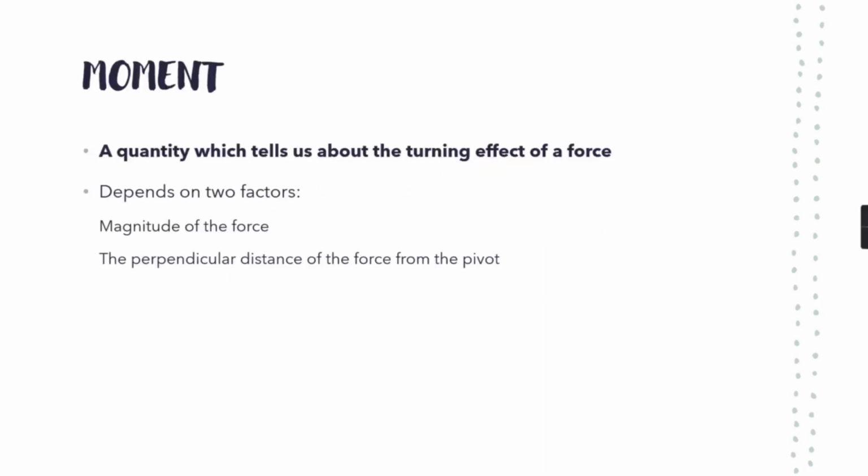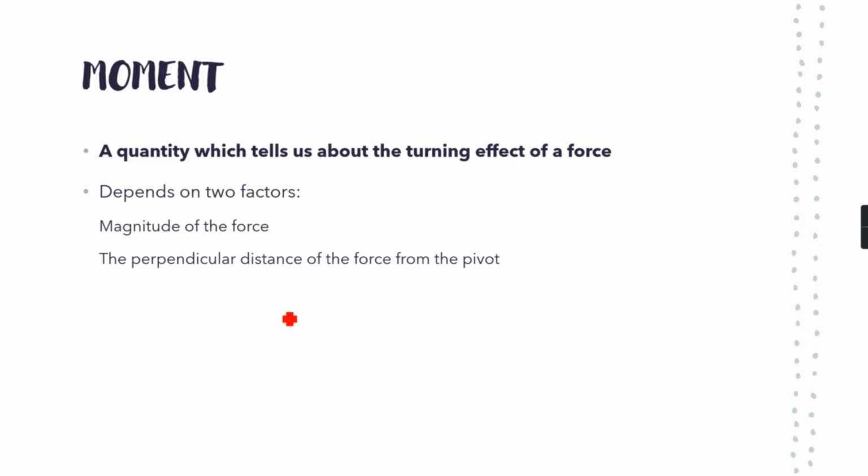The word moment in physics is a quantity which tells us about the turning effect of a force. And it depends on two things: the magnitude of the force and the perpendicular distance of the force from the pivot. That makes sense because the more force you put in, the more something's going to turn. And we know intuitively that if we hold the spanner at its furthest distance, we can turn it more.